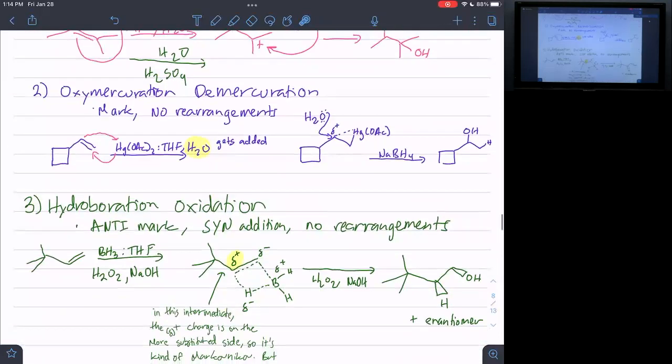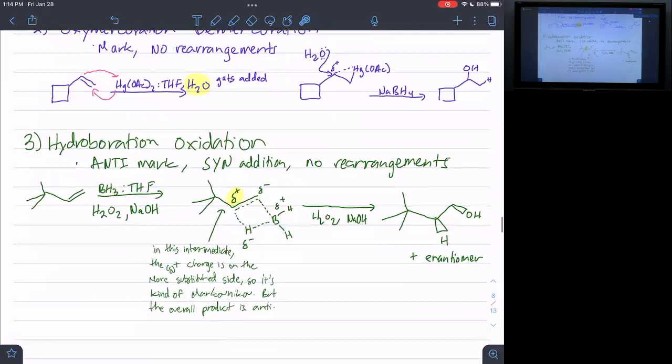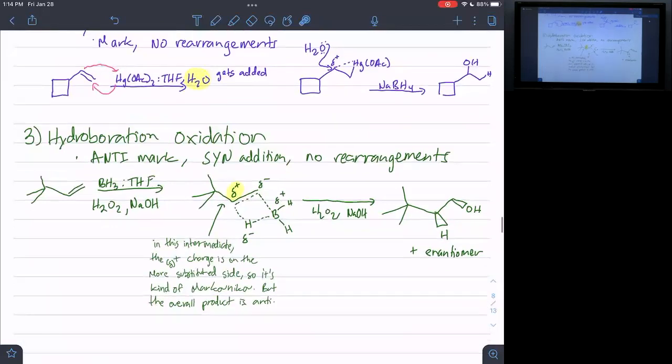But the third one is hydroboration oxidation. This is the net anti-Markovnikov, but technically it is Markovnikov because of this intermediate state. But anyways, we're going to start with an alkene and the following reagents. We're going to have BH3 THF on top as your step one, your hydroboration. Then on the bottom, we have H2O2 and NaOH as the oxidation, so step two.